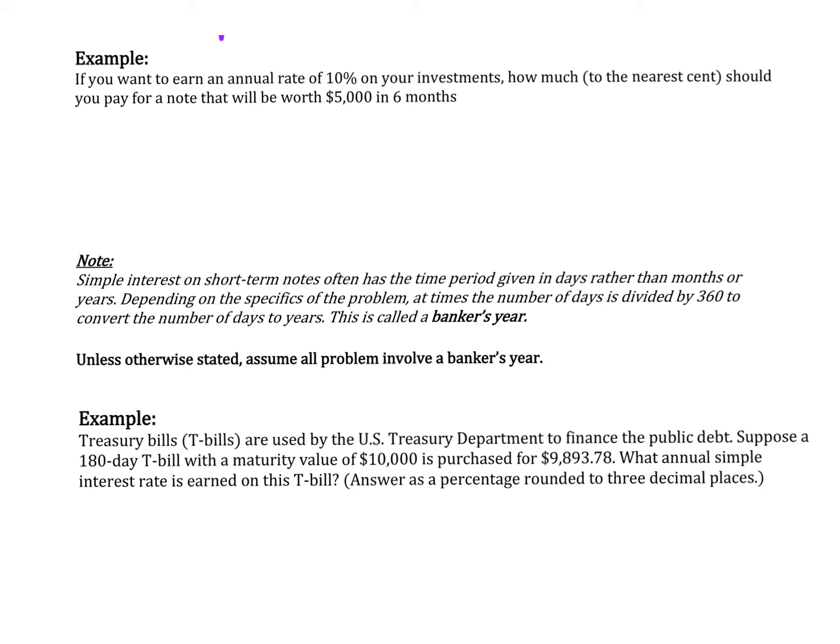So here we know that our annual rate R, and the word annual means you're going to deal with simple interest. So annual rate R is equal to 0.1. And we also know that we want it to be paid at the end. We want to have $5,000. So that's going to be our ending balance here. And we're going to do it over a 6 month period.